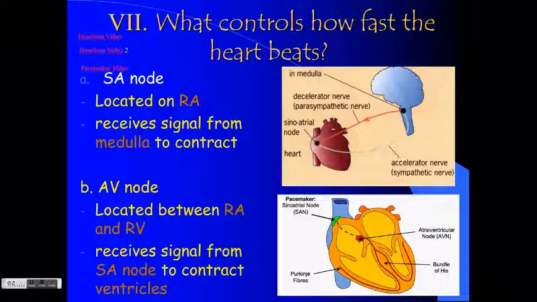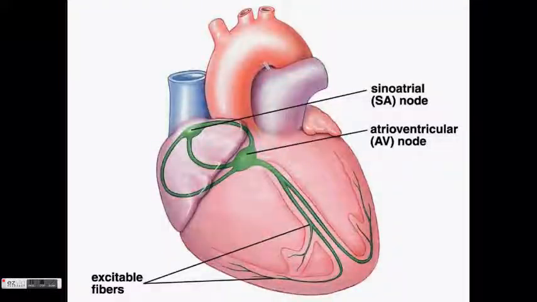And so, how does the medulla know when to speed up your heart rate and when to slow it down? How does the medulla work? Here's a picture again. SA node on the top of the right atrium, AV node that then receives the signal from the SA node, causing the ventricles to contract. So how does the medulla know how to control the heart rate?